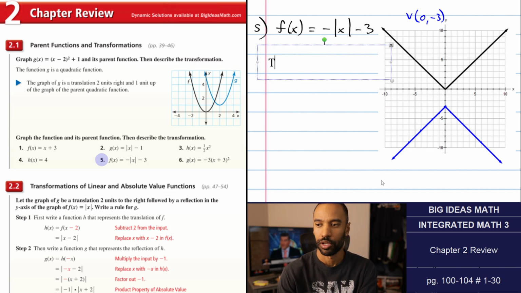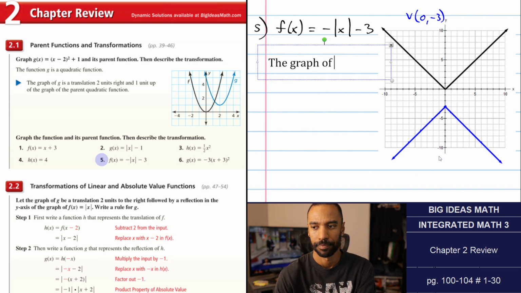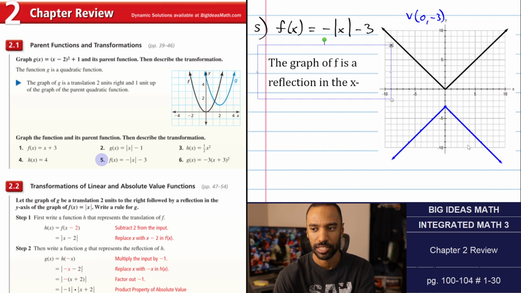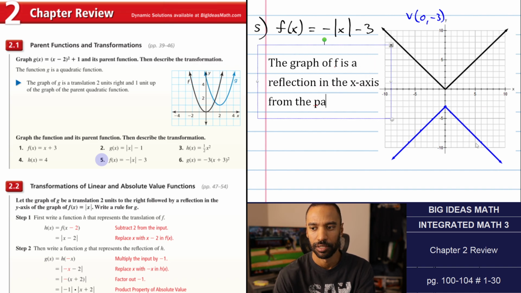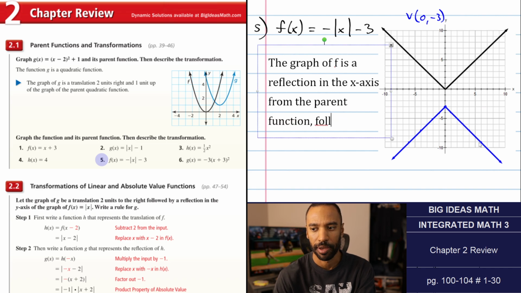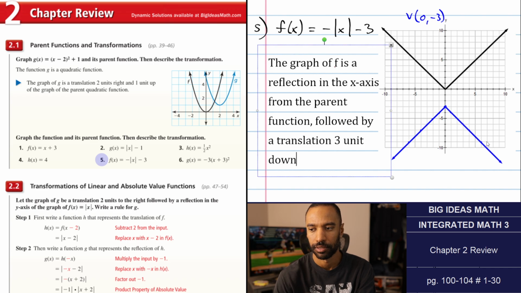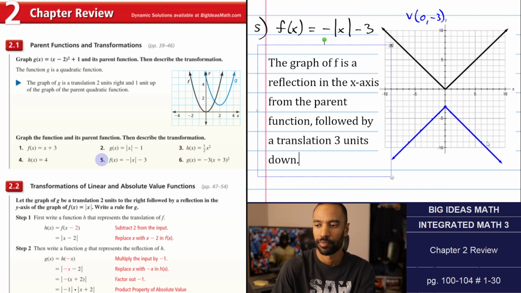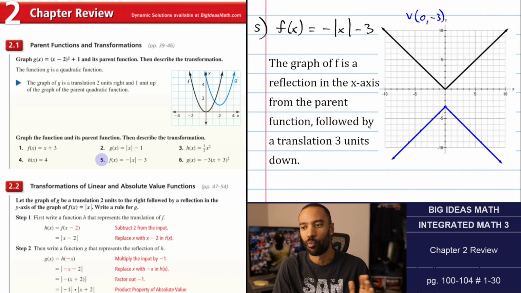So the graph of f is a reflection in the x-axis from the parent function, followed by a translation 3 units down. So those are the two things I want to describe, one and then the other.